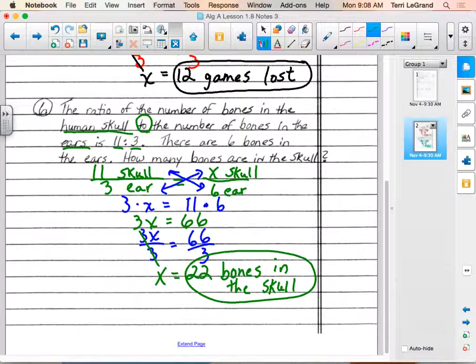Now let's see if that seems reasonable. It said in the beginning that the number of bones in the skull compared to the ears is 11 to 3. So there's a lot more in the skull than in just the ears. They said there are 6 bones in the ears. How many are in the skull? We needed there to be fewer in the ears, just like in the other comparison. And we get 22 for the skull. So it seems pretty reasonable that we have a good answer.